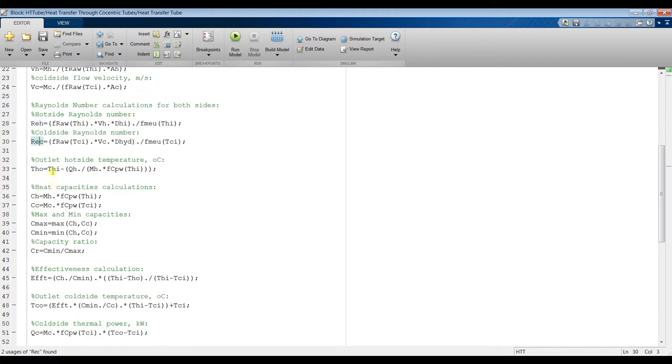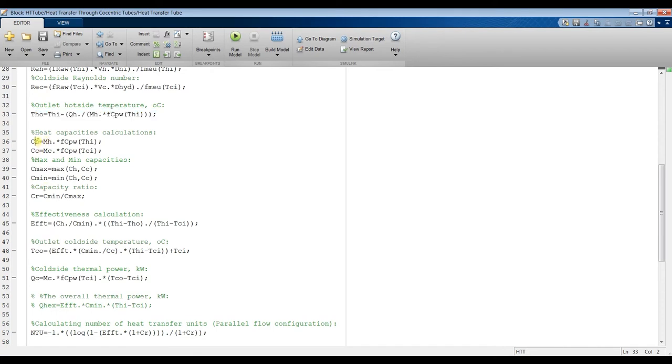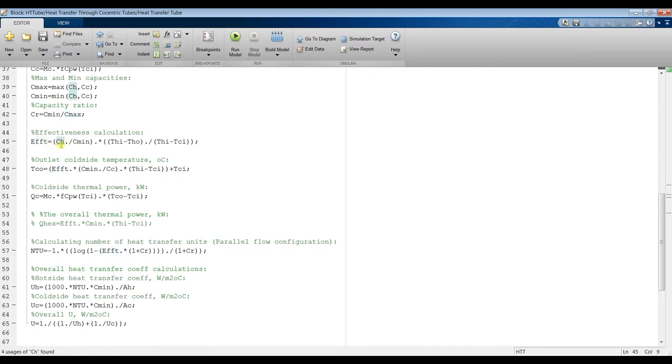And we can calculate outlet hot side temperature based on energy balance through the tubes, and then we can calculate capacities for hot side, capacities for cold side, so we can decide maximum and minimum capacities and capacity ratio, C minimum over C maximum. From that we can calculate effectiveness, which is for hot side C hot over C minimum, and after calculating the effectiveness, we can calculate outlet cooling side based on C minimum over C cold multiplied by the large temperature difference plus inlet cooling temperature.